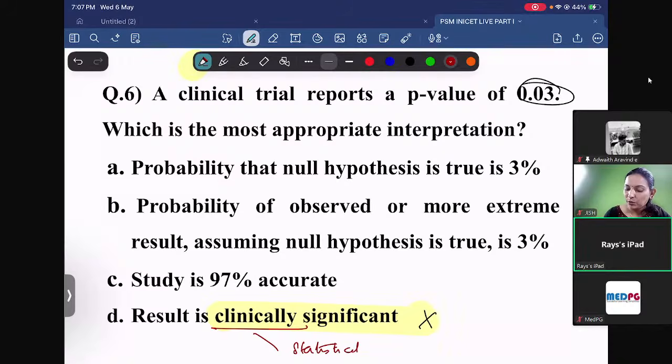Okay. Probability that null hypothesis is true is 3%. See, whenever you do a study, any study, we have two kinds of hypotheses. You have a null hypothesis and an alternate hypothesis. Null hypothesis says that there is no relation. Null means no. Alternate says that there is a relationship.